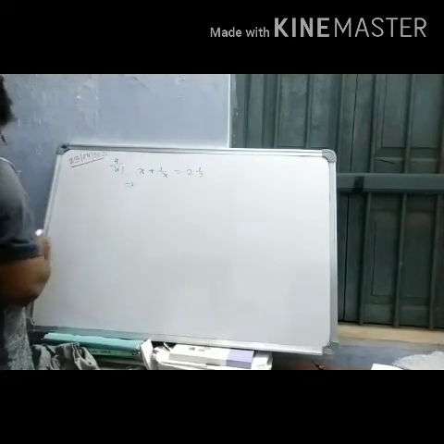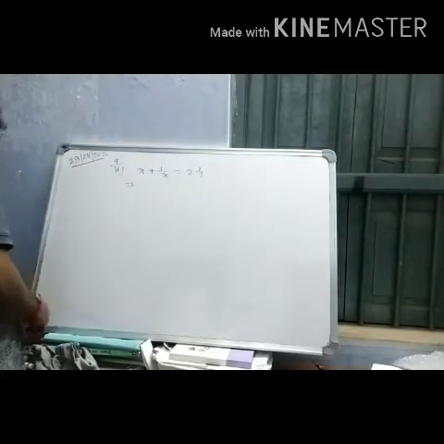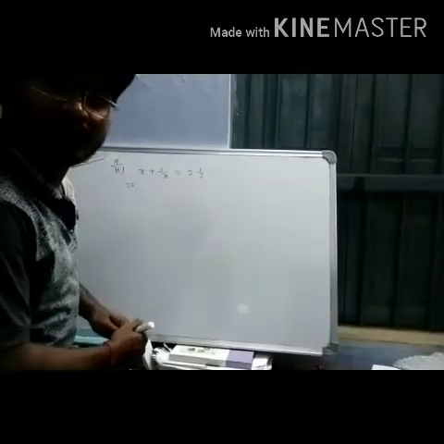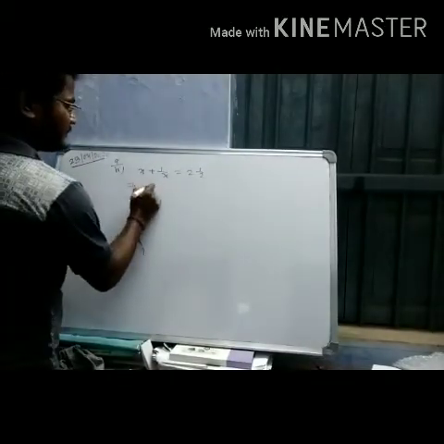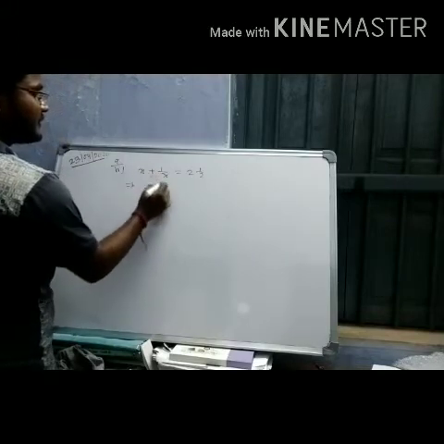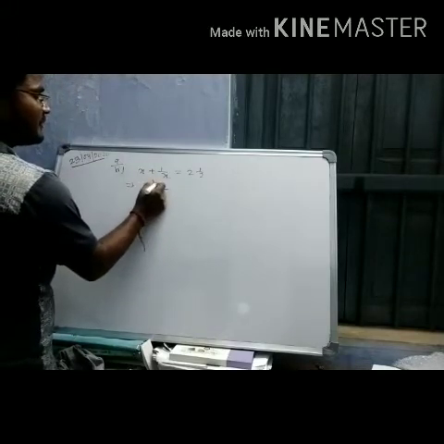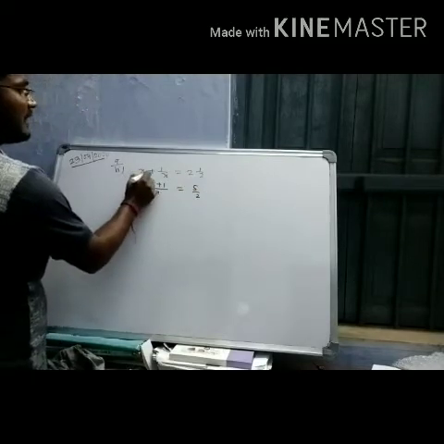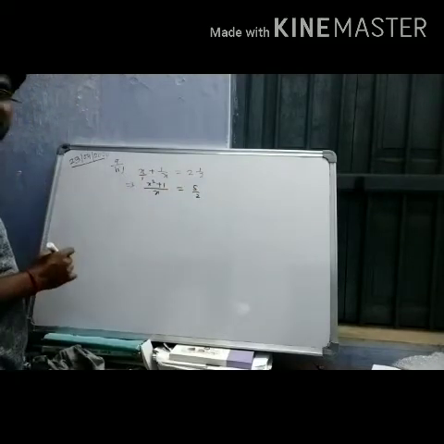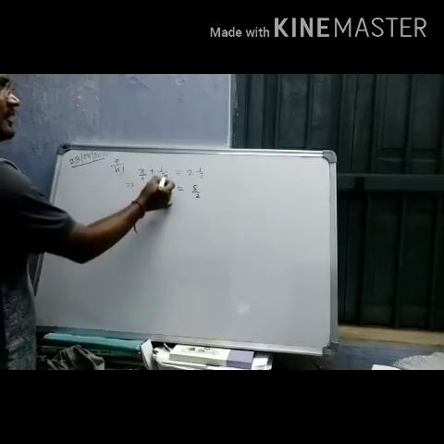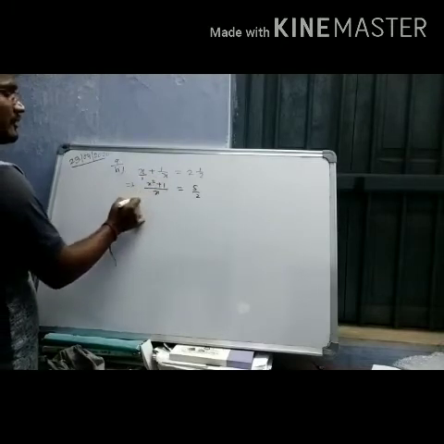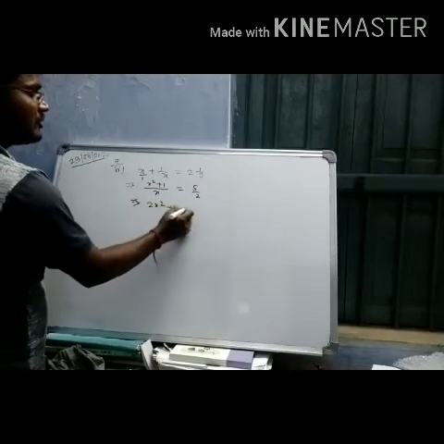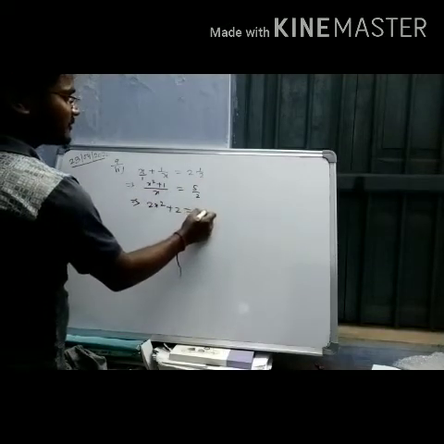Okay, let's see. Now do the LCM. x plus 1 by x equals 5 by 2. Here nothing means 1, and the LCM of 1 and x is x. So x into x, x square plus 1. Now cross multiply: 2x square plus 2 equals 5 into x, 5x.